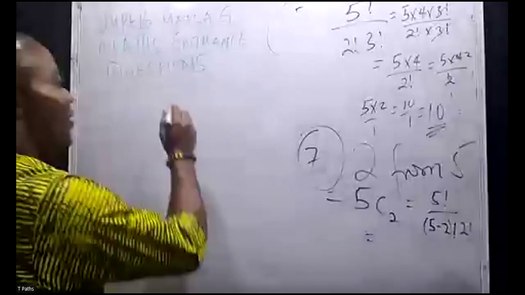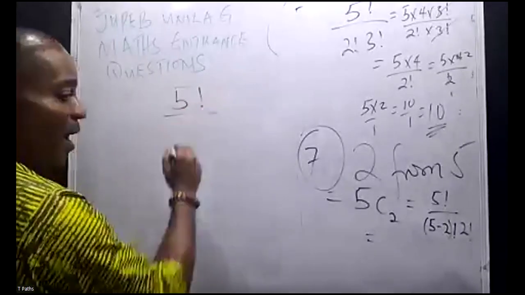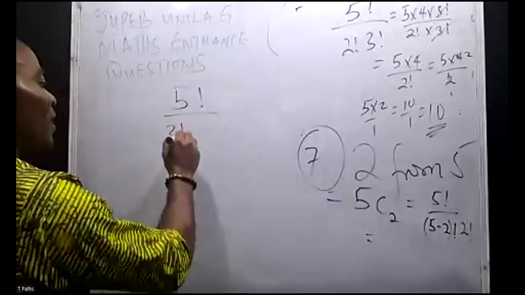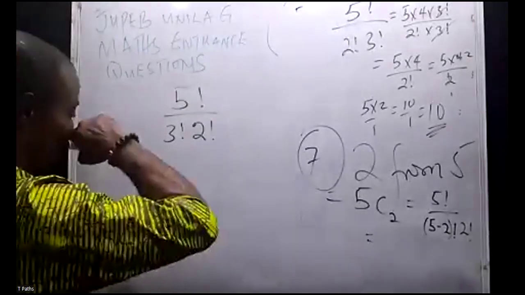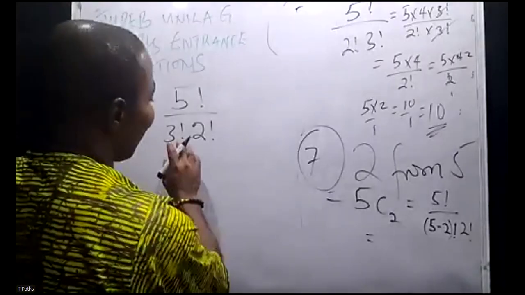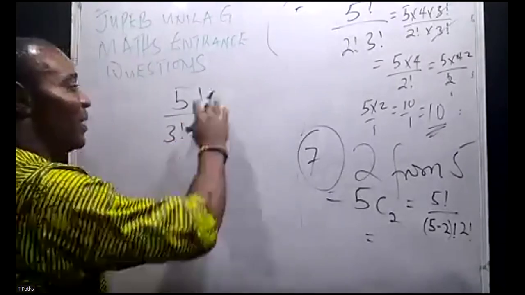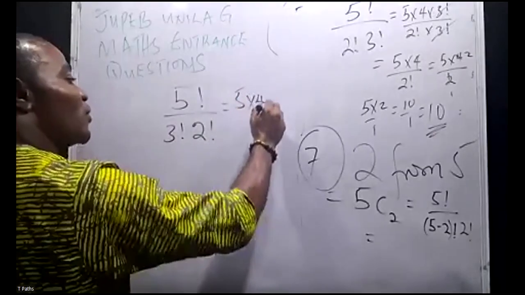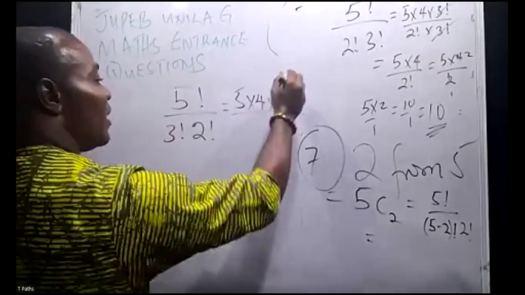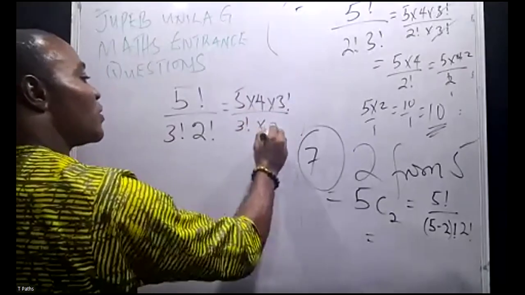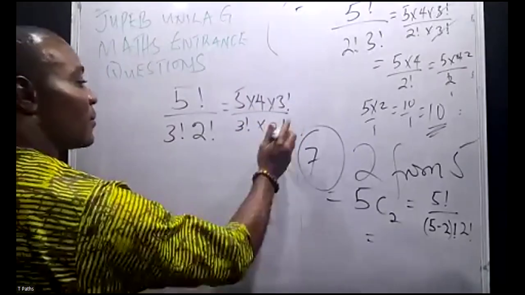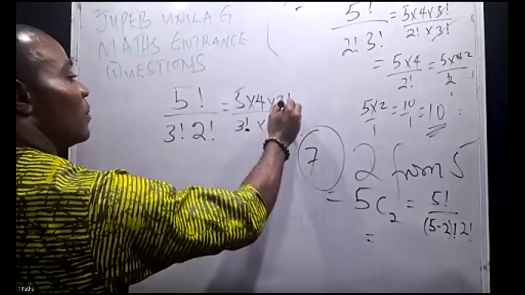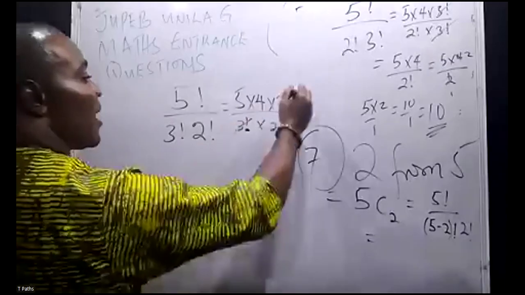So we have 5 factorial over 5 minus 2, which is what? 3 factorial, 2 what? Factorial. So on the denominator side we have 3 factorial. Then on the numerator, what you have to do is reduce it to stop at the 3 factorial. So 3 factorial times what? 2 factorial. So we have 3 factorial cancel 3 factorial.